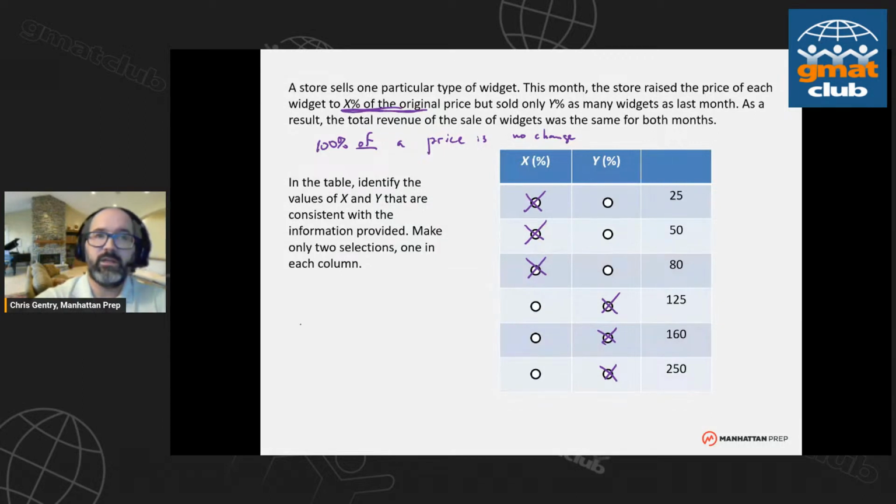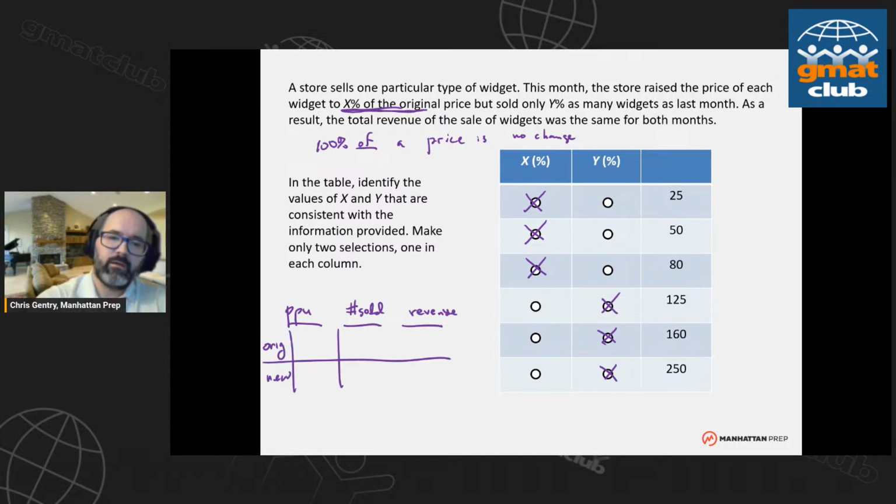Now, as for setting up our work here, we have our price per unit. We have our number sold, and we have our revenue. We have an original, and then we have a new. And we can set up a chart and run it through this way if we wish.